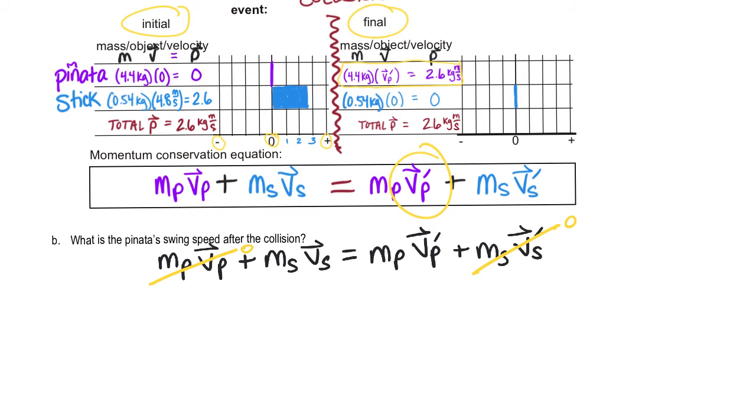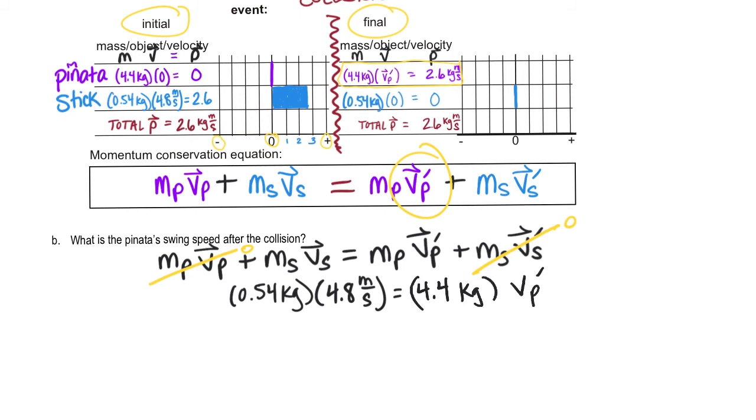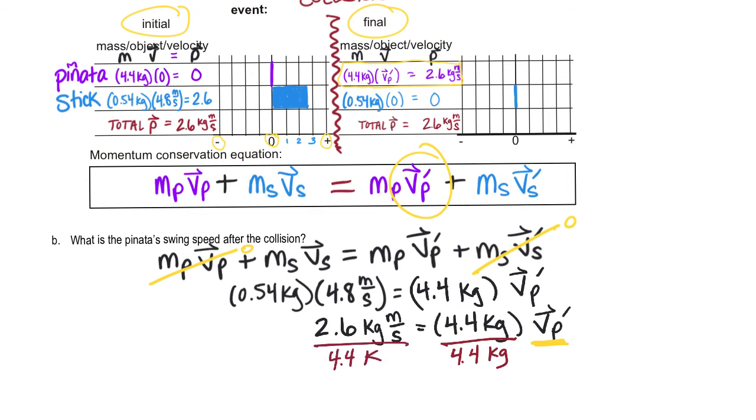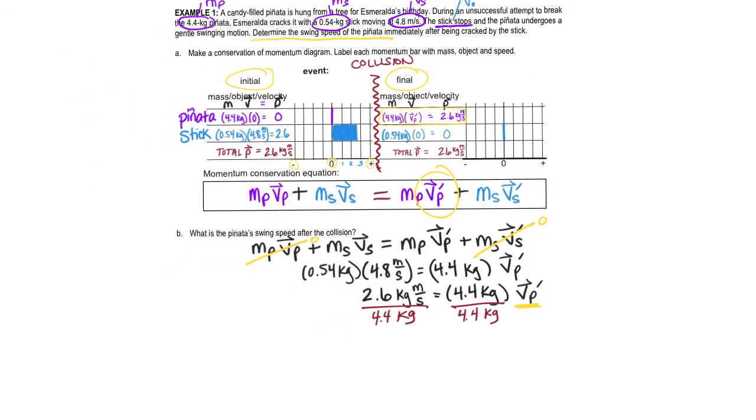And what I'm left with when I fill in my numbers is the mass of the stick, which is 0.54 kilograms, times the velocity of the stick, which is 4.8 meters per second, equals 4.4 kilograms times the new velocity of the piñata, which means that 2.6 kilogram meters per second equals 4.4 kilograms times the new velocity of the piñata. Now, I am solving for that term right there. The way I would get that all alone is I would divide both sides by 4.4 kilograms. I'm going to need to make this a little smaller.